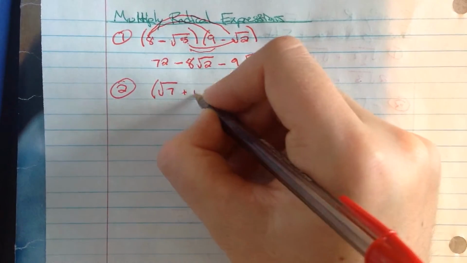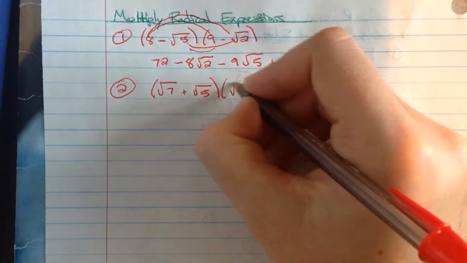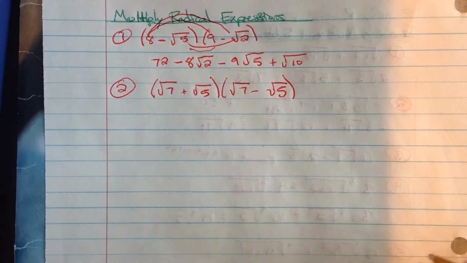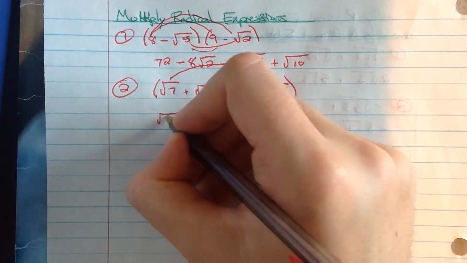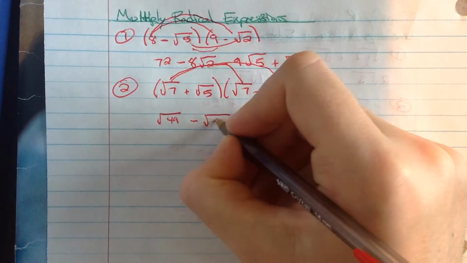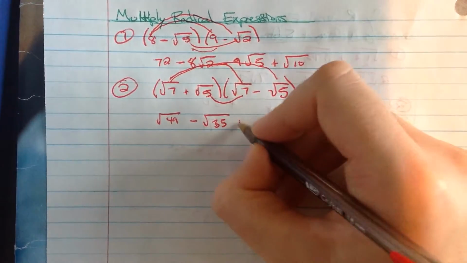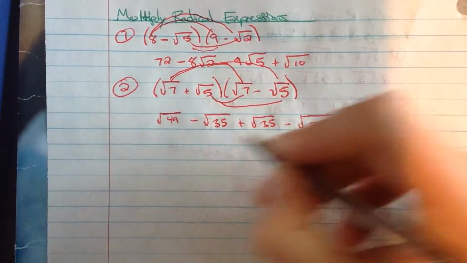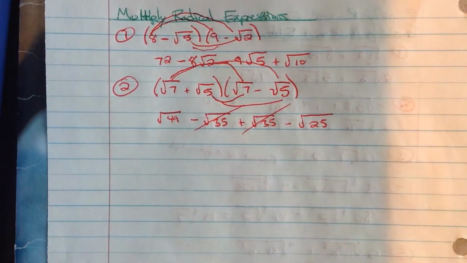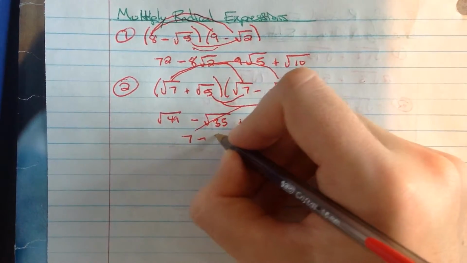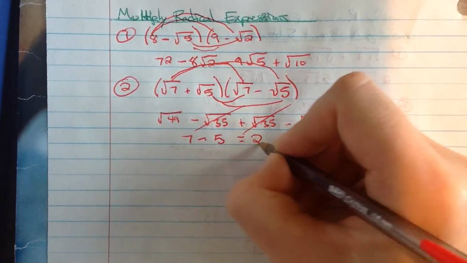Square root of 7 plus square root of 5, square root of 7 minus square root of 5. Right off the bat, something to note. These are conjugate pairs. First, square root of 7 times square root of 7, square root of 49. Square root of 7 times square root of 5 is negative square root of 35, plus square root of 35 minus square root of 25. So remember, with the conjugate pairs, the middle term cancels out. This will always happen. Square root of 49 is 7, minus square root of 25 is 5, and 7 minus 5 is 2.